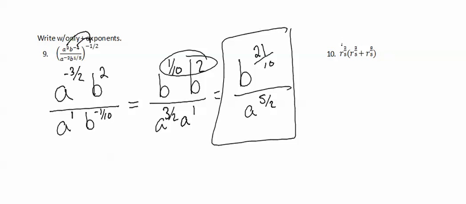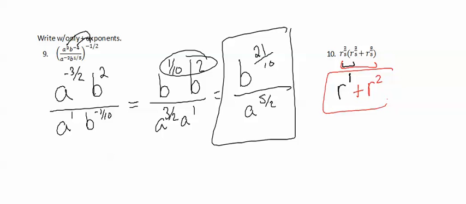And the same with number 10. When I distribute the r to the 2/5, when you distribute, remember that you are multiplying, so you're actually adding the exponents. So 2/5 plus 3/5, that's going to give you 5/5, which is 1. And then when I go to distribute to the next one, I have r to the 2/5 plus 8/5, that's 10/5, which will be r to the 2nd.